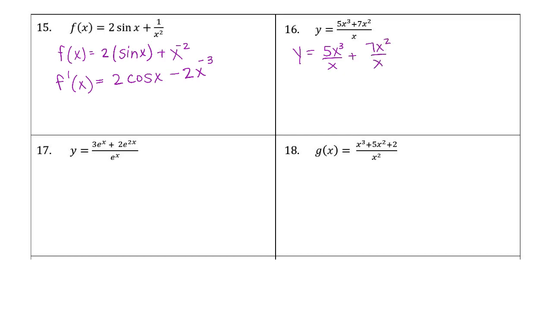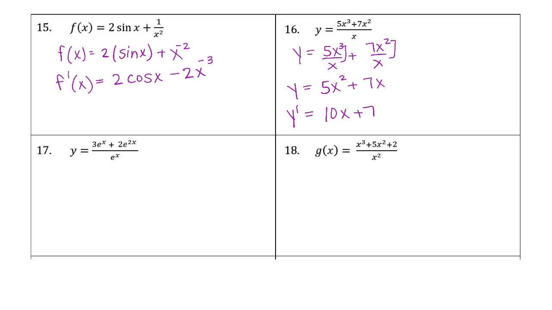Okay, so now we can simplify this. So if we do simplify, let's continue writing it the way I have been. That's going to be 5x to the second plus 7x. Dividing with like bases, you're subtracting these exponents. And now we're ready for the derivative. So it's going to be 10x plus 7.